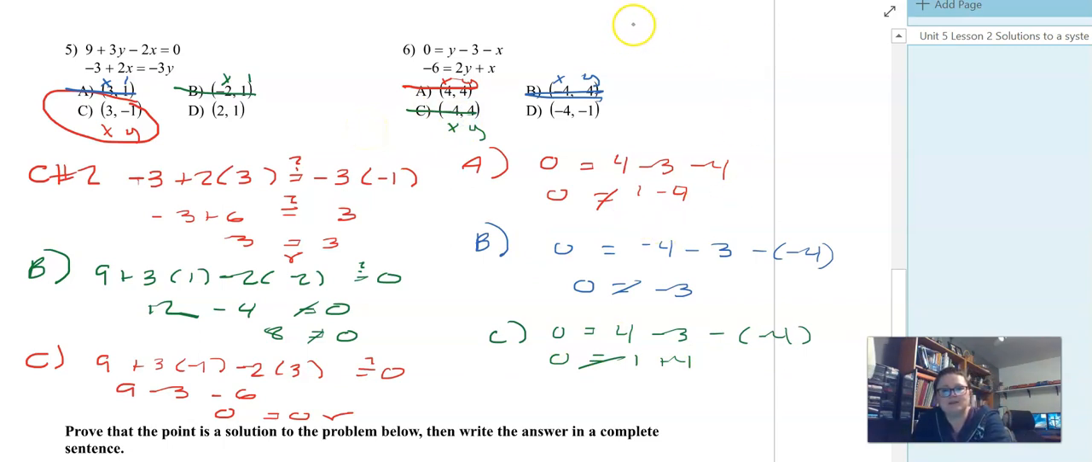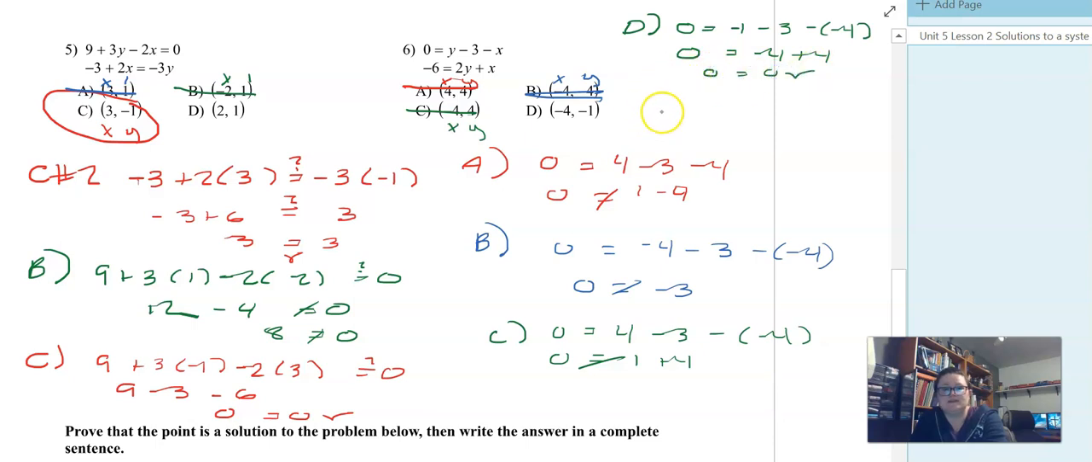So for D, we would have 0 equals negative 1 minus 3 minus negative 4, which would be negative 4 plus 4, which is 0. So it works for the first point.